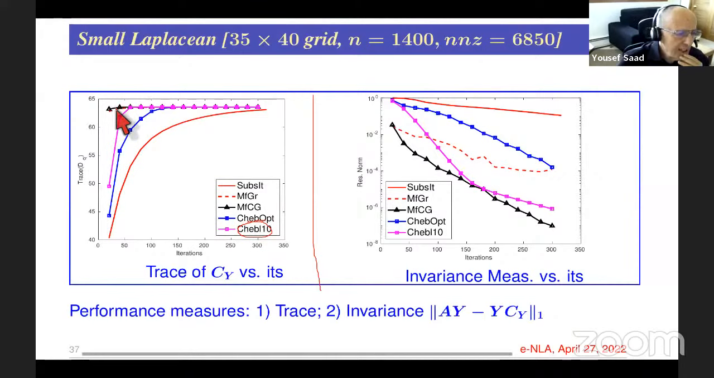And these two that you see here are the conjugate gradient on top, and then the manifold gradient. And on the right side, what I'm showing is the norm of the error. This is like an invariance measure, right? So this norm here. And then you can see that the conjugate gradient does quite well, the black. And this is the optimal Chebyshev, which is this one here. And then the actual better Chebyshev, which is shown here.